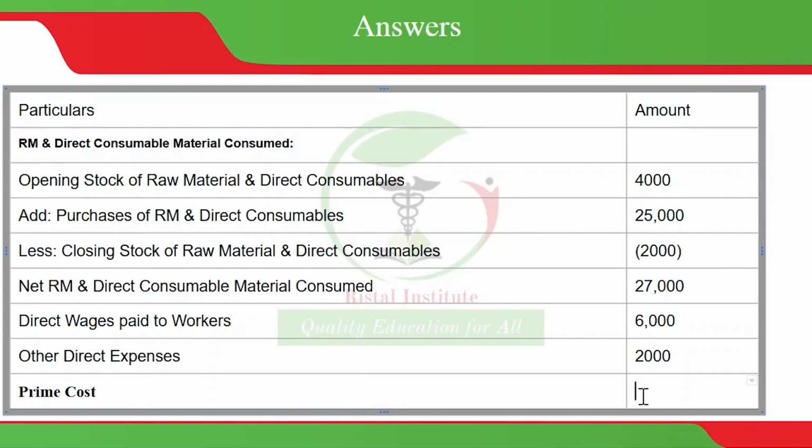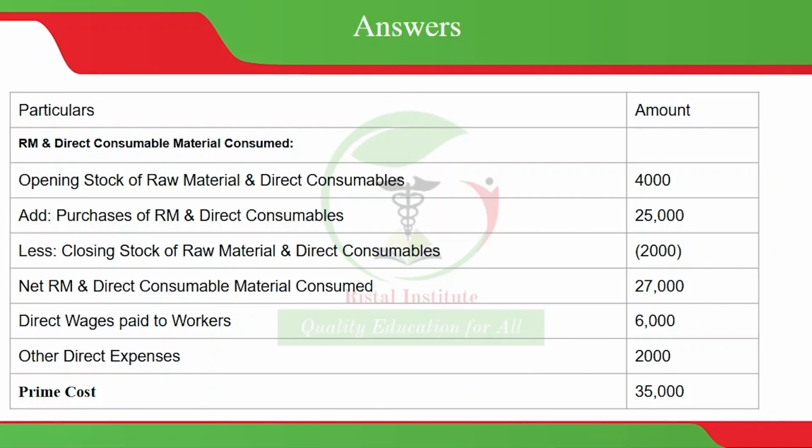So to get the prime cost, remember we want to get the prime cost. We add the direct raw materials consumable plus the direct wage labor plus direct expenses, which is 27 plus 6,000 plus 2,000 plus 2,000, which gives us 35,000 as our prime cost.